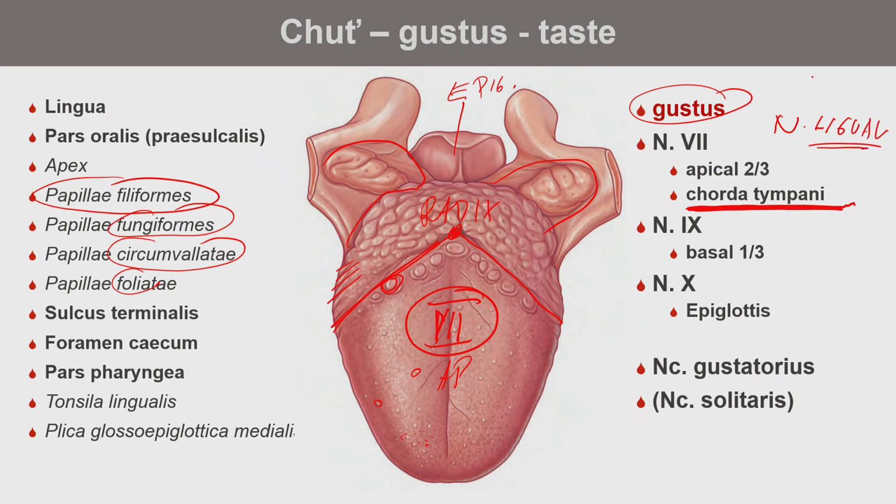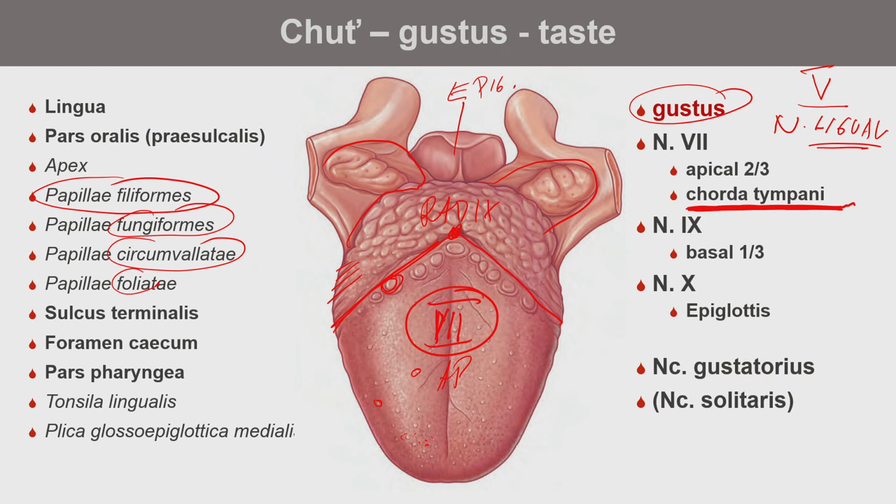Lingual nerve is a part of a fifth nerve. It's a sensitive nerve, somatosensitive nerve for the apical 2/3. In the same nerve are fibers for taste, which are then going outside from the trigeminal nerve to the chorda tympani, and there it is associated also with the preganglionic fibers of parasympathicus for salivary glands.